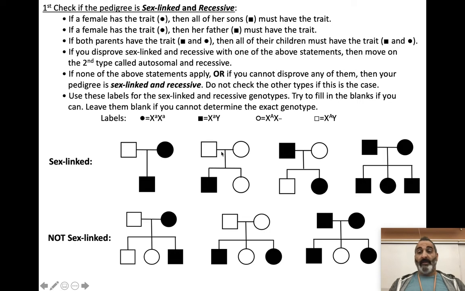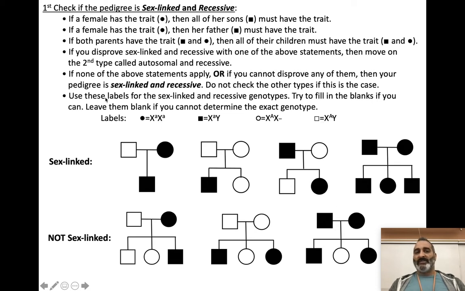That's fine. It doesn't mean it's not sex-linked. If none of them apply to it, it is still sex-linked. If you cannot disprove any of these statements, then it is also sex-linked. If you know it's sex-linked, you do not look at number two. You do not look at number three. You stop right there, and now you start labeling the pedigrees according to these labels.